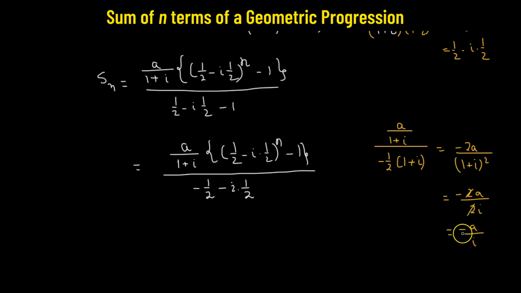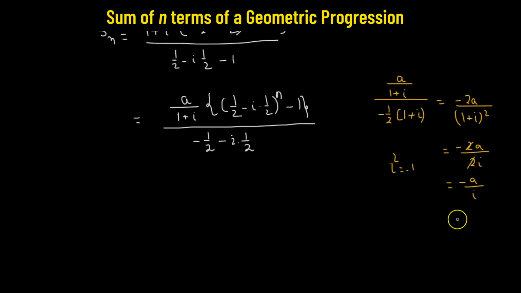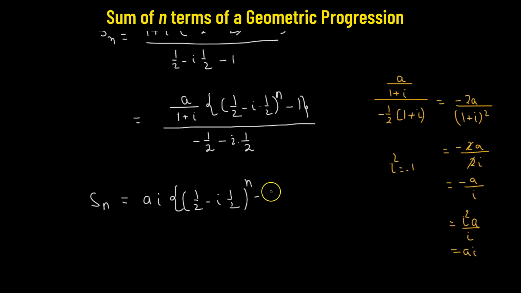We know that iota squared, that value, is negative 1. So in place of negative a, we can replace it with iota squared times a divided by iota, or simply a times iota. So that means our final sum is going to be equal to a times iota whole multiplied to (half minus iota times half) whole raised to the power of n minus 1. So this is going to be the sum to the n terms.